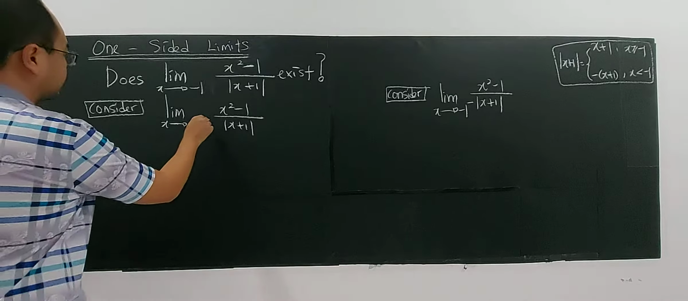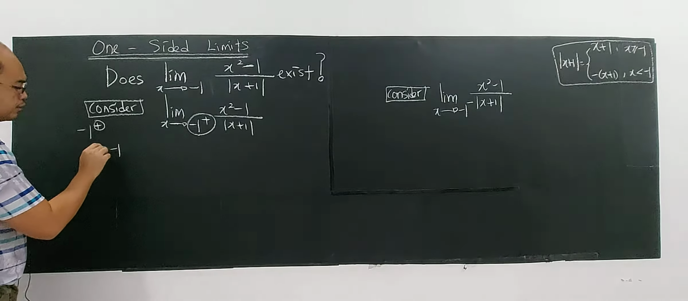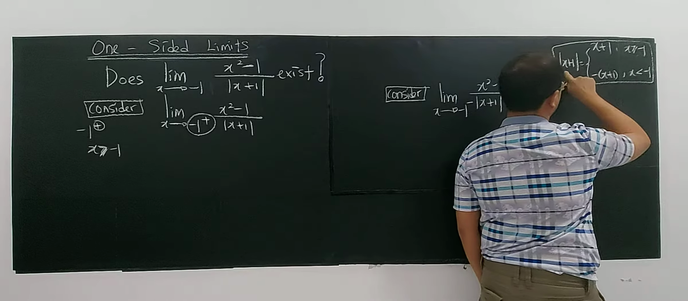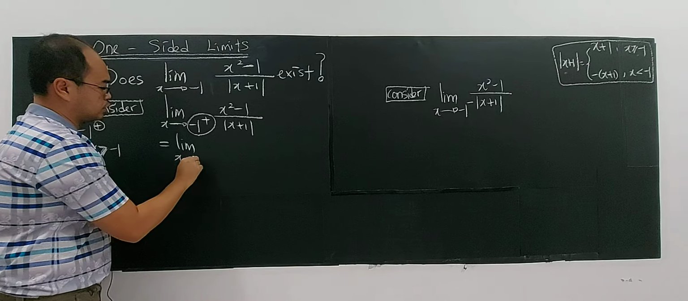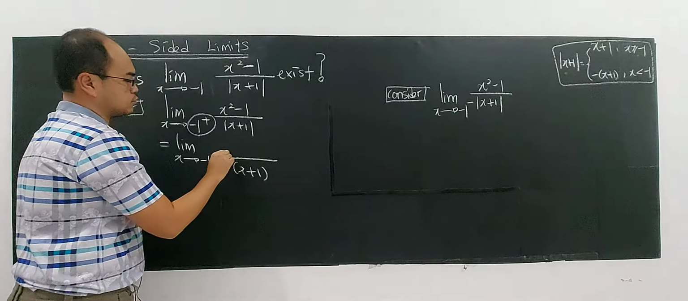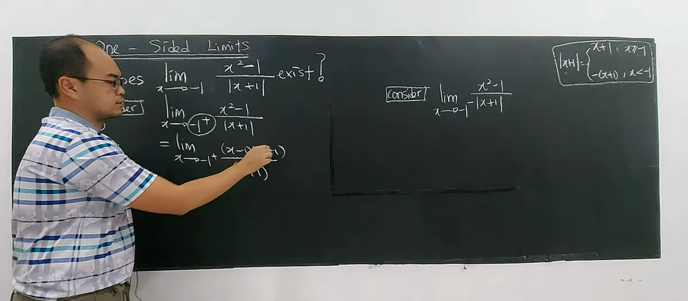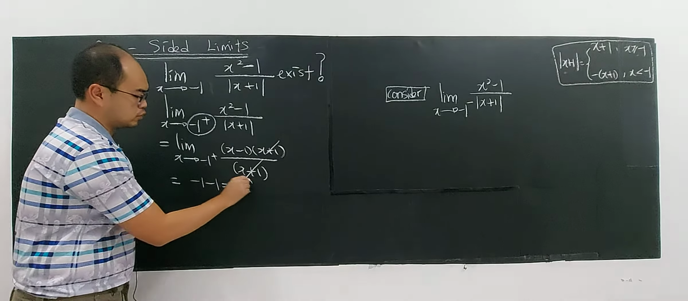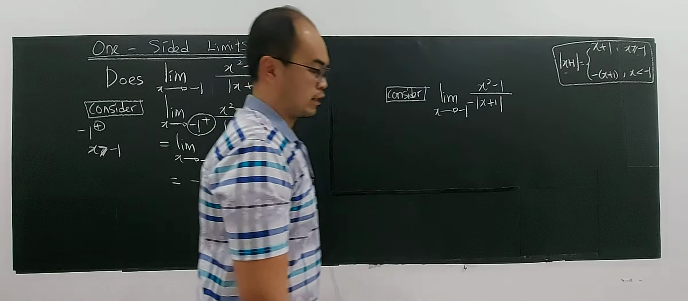Let's look at -1 plus. -1 plus means a number that is greater than -1. So I rewrite the modulus as x plus 1. The limit as x approaching -1 plus of x squared minus 1 over x plus 1: x squared minus 1 has a factor x plus 1 when you factorize, so you can do the division. Putting in -1, you have -2. So the right hand limit for this function at -1 is -2.